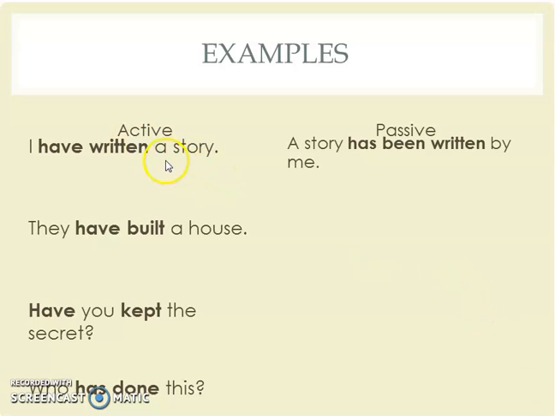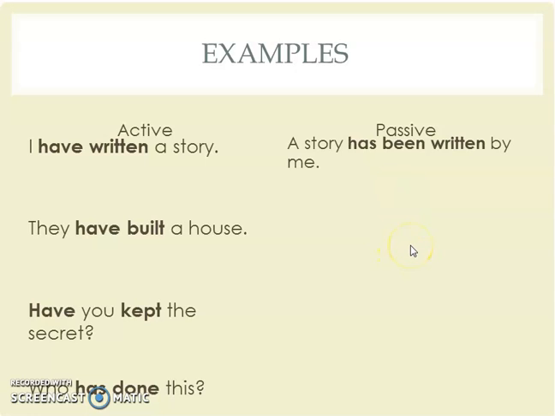A story is the object here, it becomes subject. Instead of have, we use has here. If we have has or have as our helping verb, we add been with it. As story is singular here, with singular we use has, and with has we will use been also, because this is passive voice. So the sentence is, a story has been written by me.